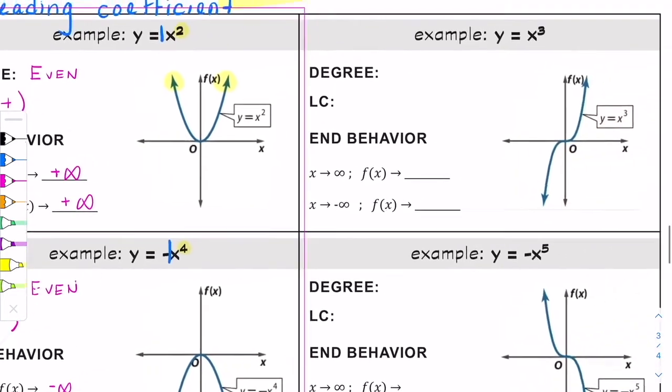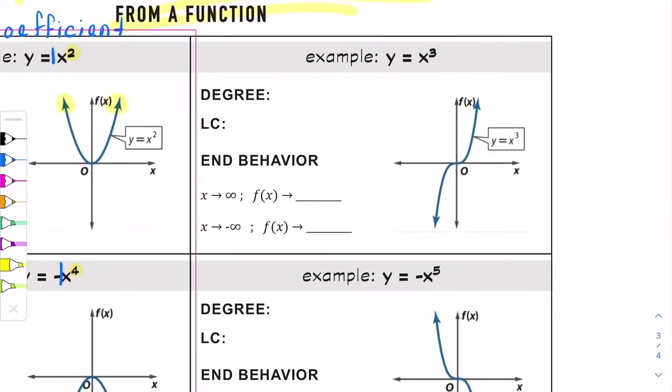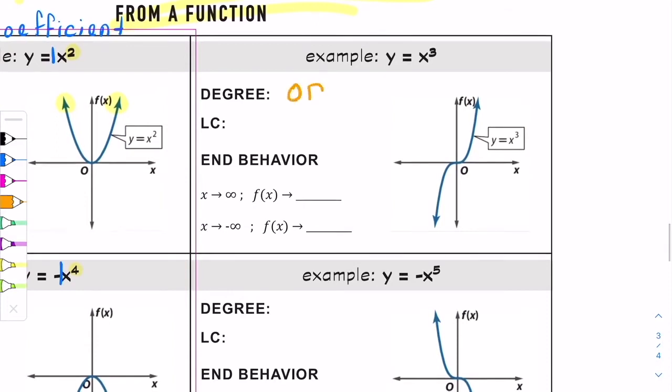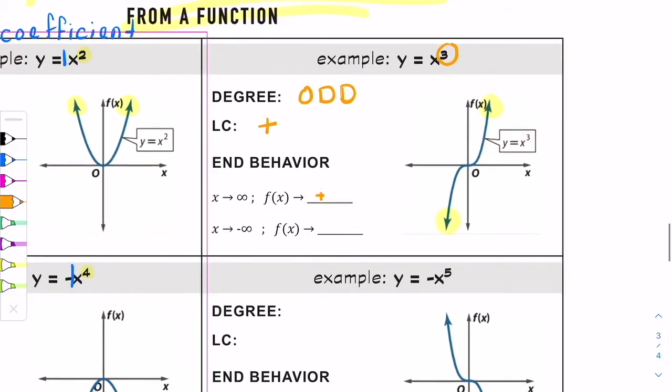That leads us into odd degree functions. Odd degree functions would be when you have something like an exponent of 3. If you have an odd degree and a positive leading coefficient, then as you head towards positive infinity, the graph heads up towards positive infinity, and as you head towards negative infinity, the graph heads down towards negative infinity.